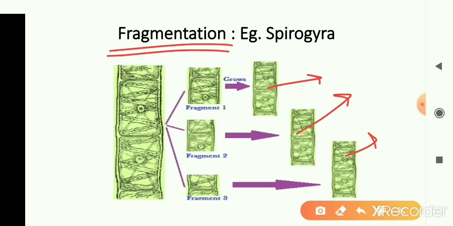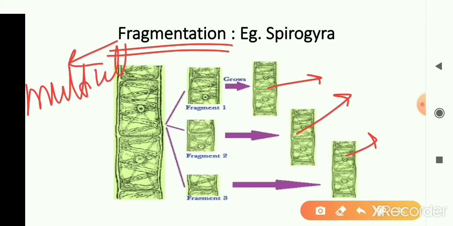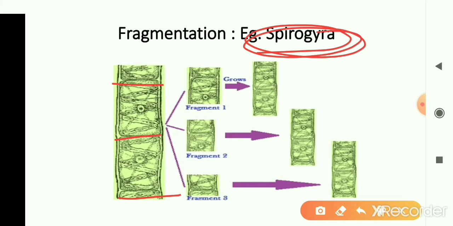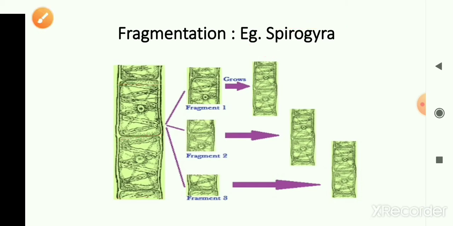So this fragmentation occurs in multicellular organisms which have a very simple body design, where you find that the cells are alike. So you don't find a well organized body structure. In simple multicellular organisms like Spirogyra, the example given in your NCERT, it multiplies by this method. So what do you find in this?